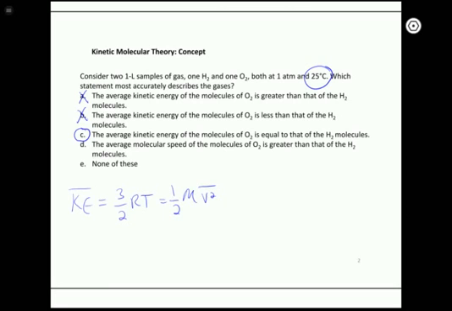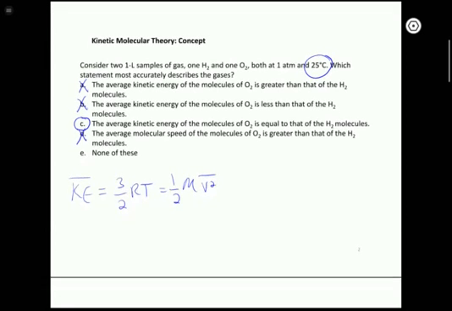The molar mass of O2 is 32. The molar mass of H2 is 2. So at a given temperature with a given kinetic energy, O2 will be moving slower. Okay, so that one's going to be wrong as well, leaving choice D as our only answer choice.